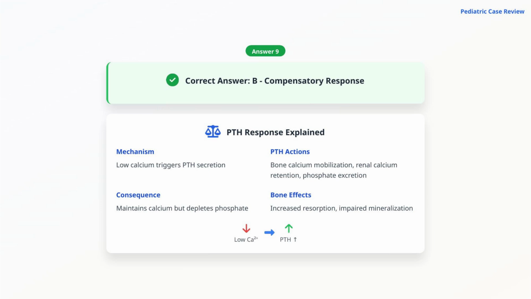When vitamin D deficiency reduces calcium absorption, serum calcium drops, triggering parathyroid hormone secretion. Parathyroid hormone mobilizes calcium from bone, promotes renal calcium retention, and increases urinary phosphate excretion. While this maintains serum calcium, it depletes phosphate and promotes bone resorption, worsening skeletal mineralization defects.